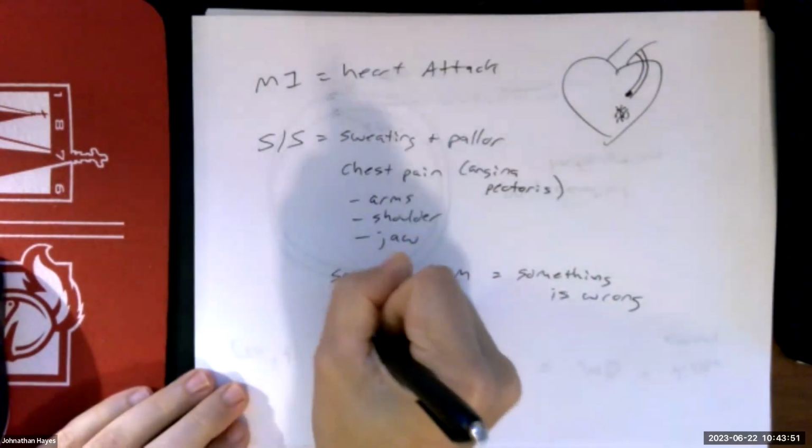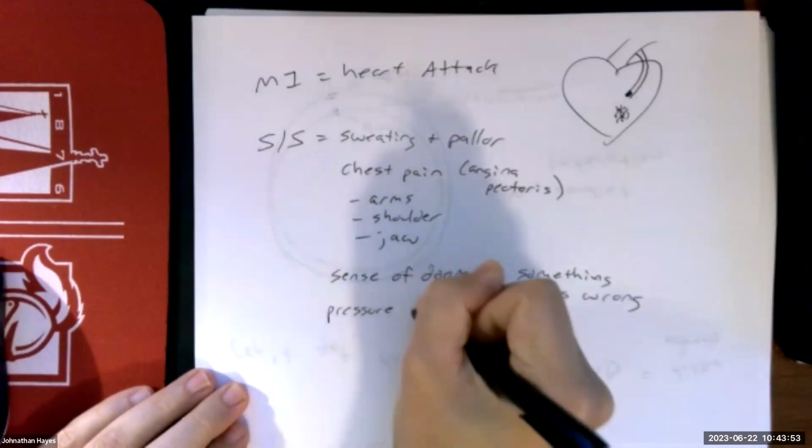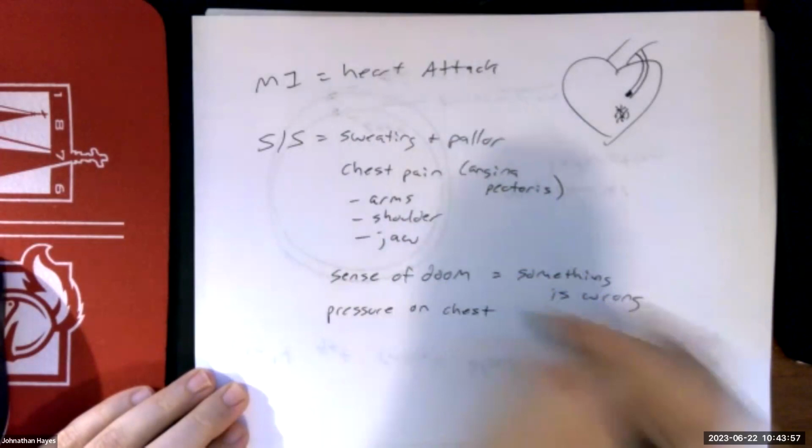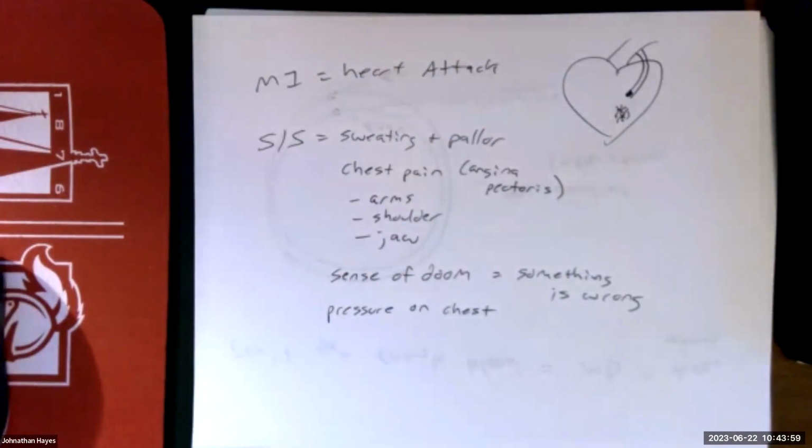They will indicate they feel some type of pressure on the chest. So even if they don't feel chest pain, they might indicate that there's pressure on the chest. And it might be verbalized in a way that there's something sitting on my chest. It feels like there's a car parked on my chest. I feel like there's an elephant on my chest, something like that.